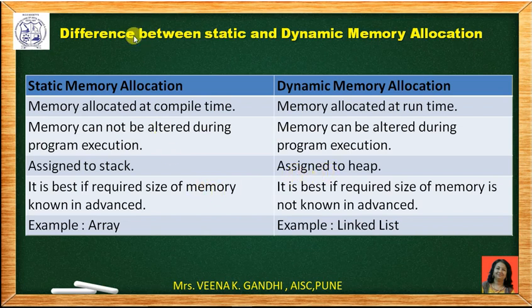Static memory allocation is best suited if the required size of the memory is known in advance. Dynamic memory allocation is used if the required size of the memory is not known in advance. Example for static, array. Example for dynamic, linked list.